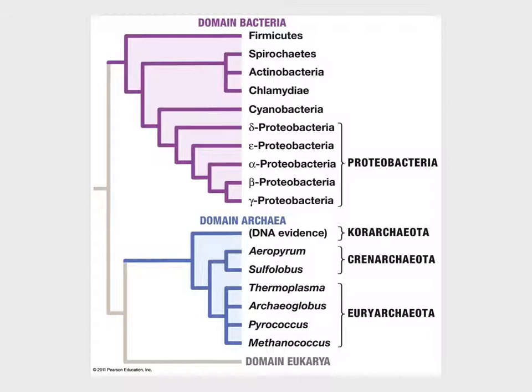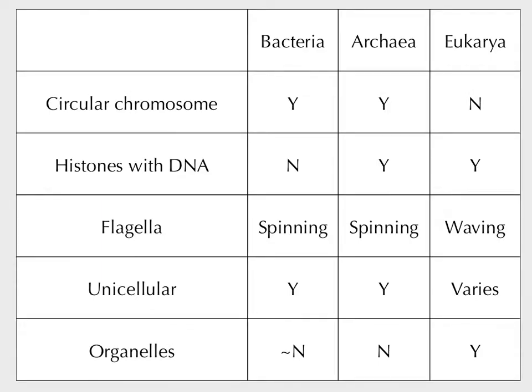And we compare some different groups. So here's bacteria, here's archaea. You don't need to know all the different groups. And then some of the similarities: the chromosome, you have bacteria, archaea, and then eukaryotes. Histones, what are histones? Yep, they coil DNA. Bacteria don't have them, but archaea and eukaryotes do. Flagella differ, unicellular versus multicellular differ, organelles, genome. Here's a very short clip about the discovery of archaea.